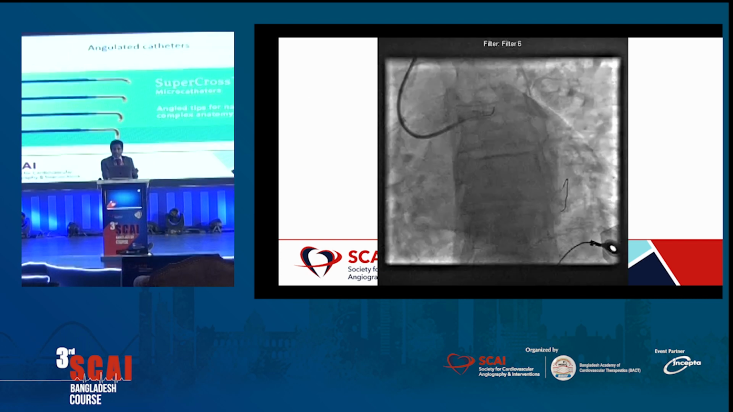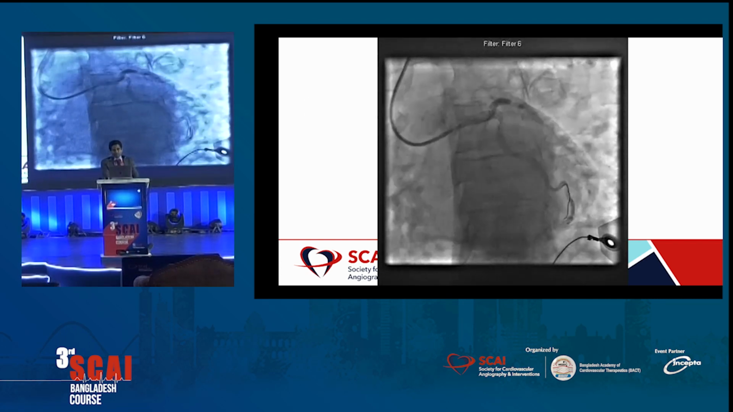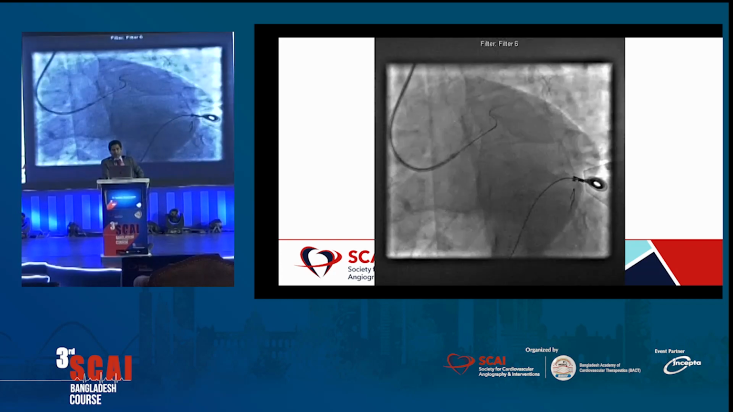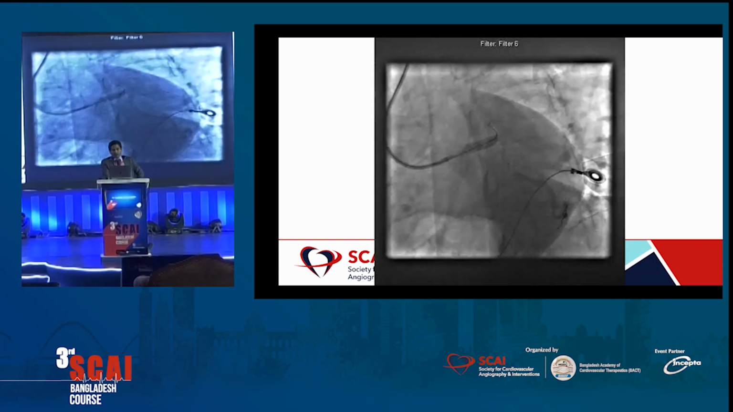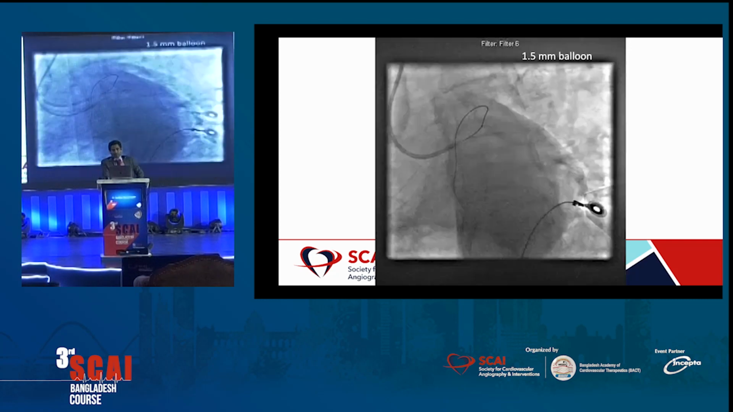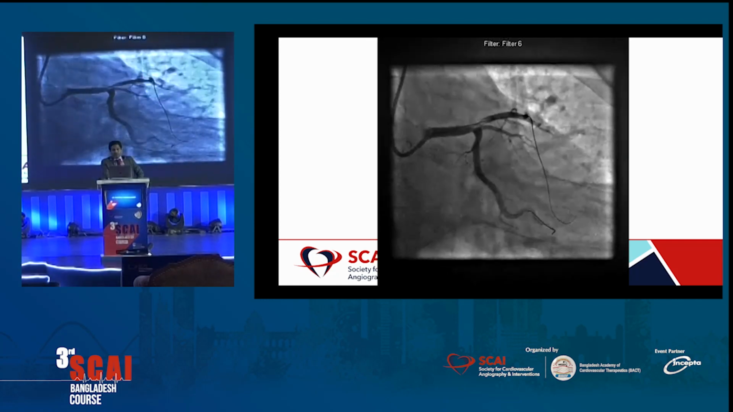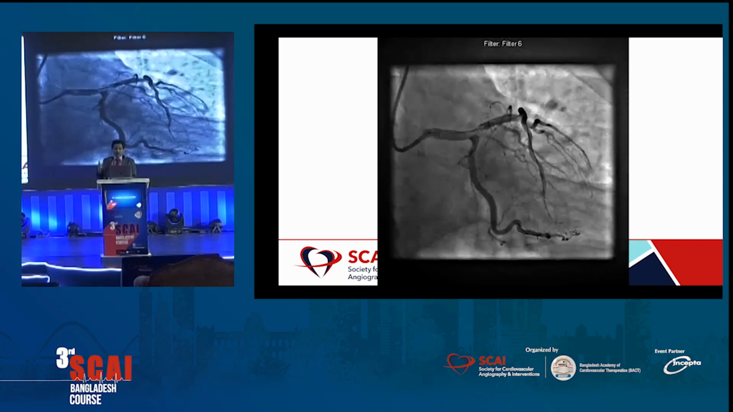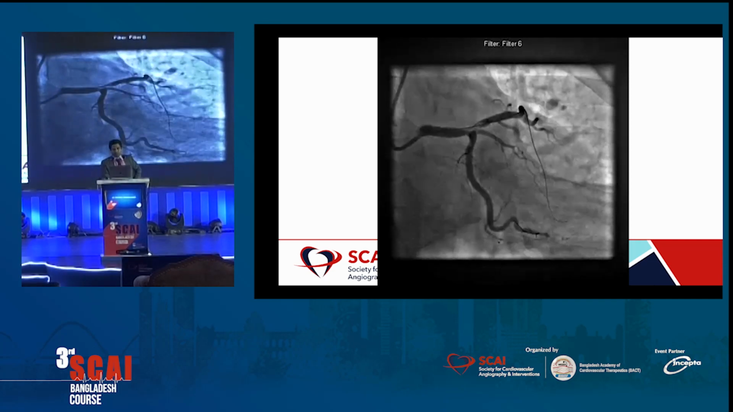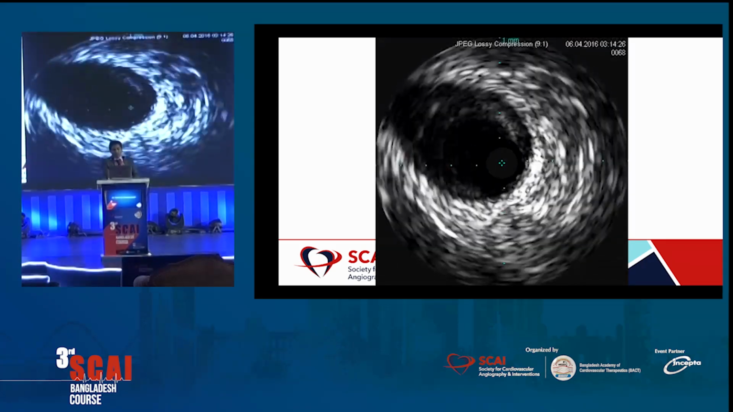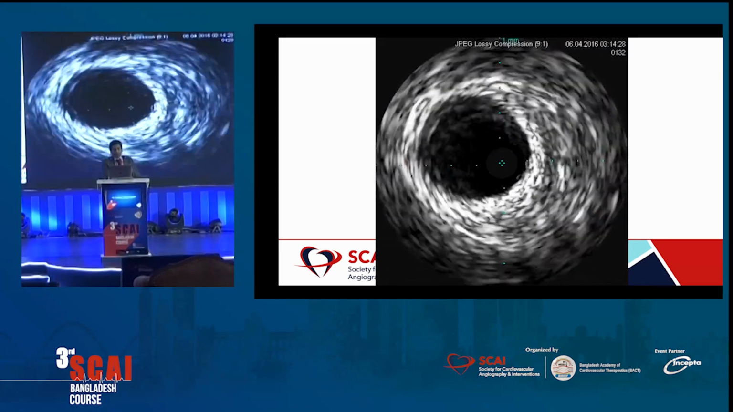So we used the angulated catheter, a Supercross. You could see the Supercross is placed right at the ostium, and we were able to wire with this. After wiring, we exchanged it for a normal wire and ballooned it, and this is interesting. A lot of the time people want to just stent the ostium of the LAD here, but I think IVUS was the key. IVUS essentially showed, as you'll see in a minute, that the plaque extended all the way to the left main stem.